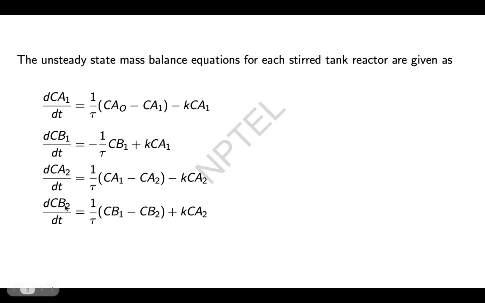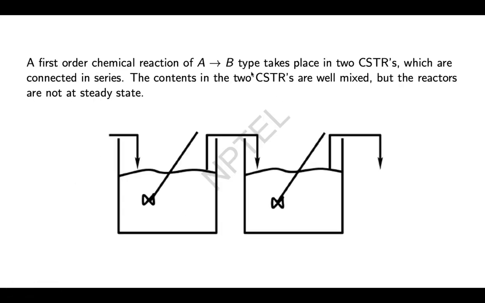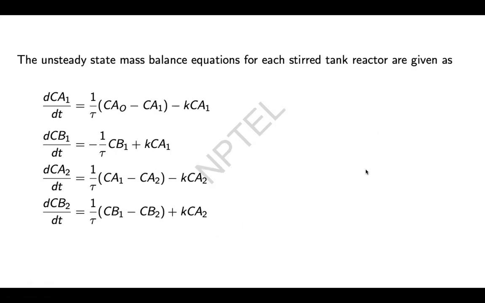Now this is your second reactor. CA2 and CB2 refer to the concentrations of A and B respectively in reactor number 2. Here in the inlet you have both A and B, and in the outlet you also have both A and B. If you're looking at the change in concentration of A in reactor 2, this accounts for the flow, that is CA1 as the inlet and CA2 as the outlet. And then you again have a reaction happening, A converting into B, so the reaction term will be minus k CA2.